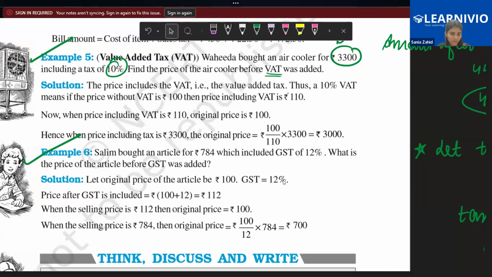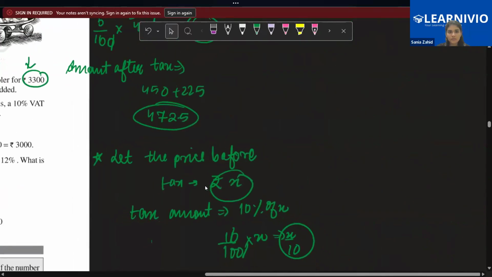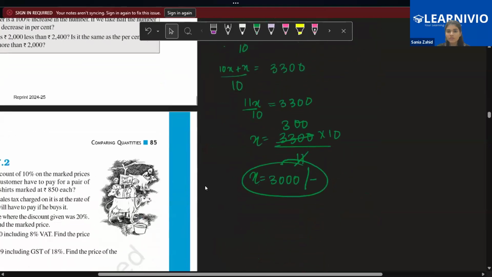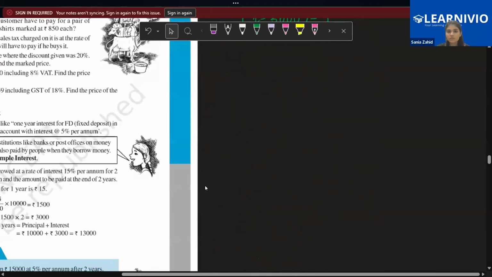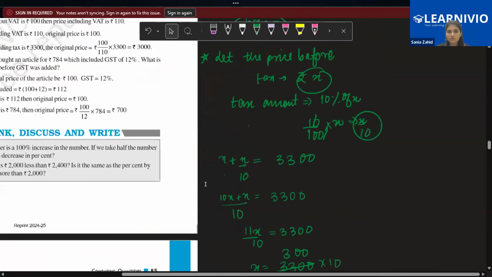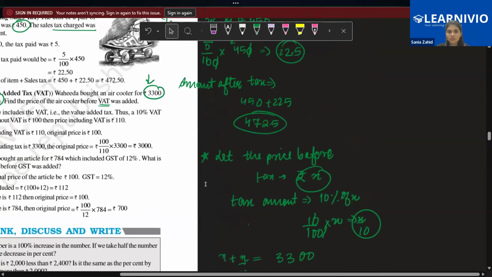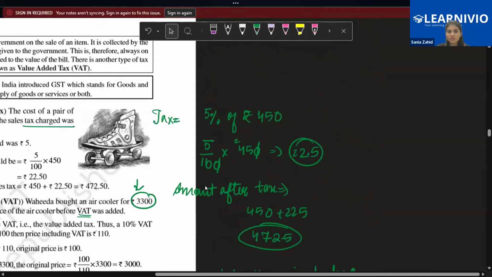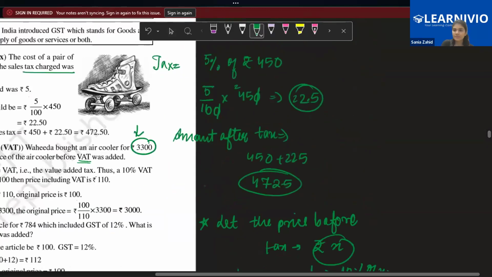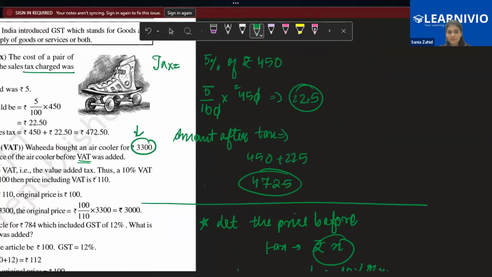Ma'am, I have a doubt. Yes, tell me now. Ma'am, can you just show the thing that you've written? For the fifth one or the sixth one? Ma'am, fifth one. This one is for the fifth one. Oh, okay, ma'am.